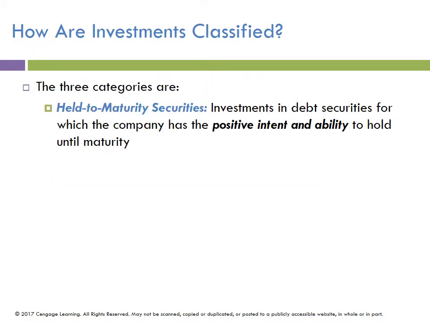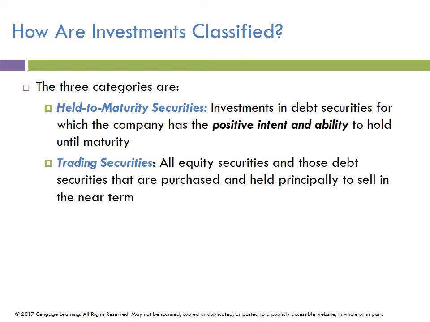The three categories are: if it's a debt security and you plan on holding it until it matures, so it's a bond and you're going to hold it to the maturity date, and so it's your intent and your ability, they're put into the category held to maturity. You have to have the intent and the ability to hold them as an investment. Equity securities and debt securities that are purchased and held principally to sell very quickly, 3 to 5 months, whether it's a bond or equity, common stock, preferred stock, are put in the category trading security.